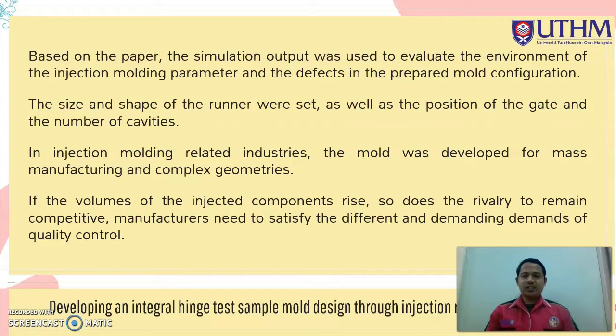The size and the shape of the runner were set, as well as the position of the gate and the number of cavities. In injection molding related industry, the mold was developed for mass manufacturing and complex geometry. If the volume of the injection components rises, so does the rivalry to remain competitive. Manufacturing needs to satisfy different and demanding requirements on quality control.